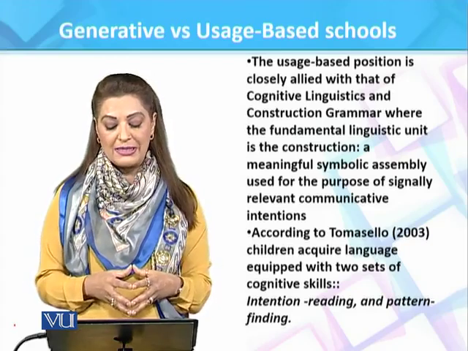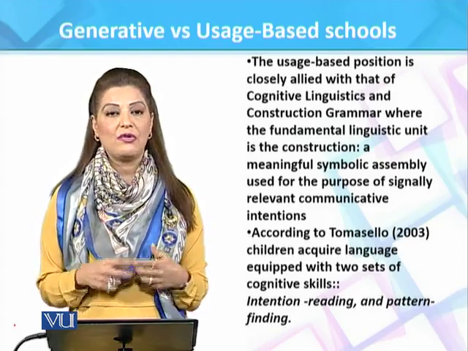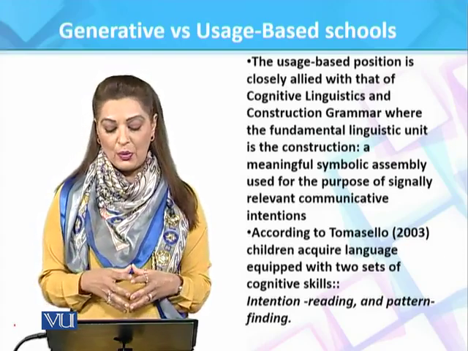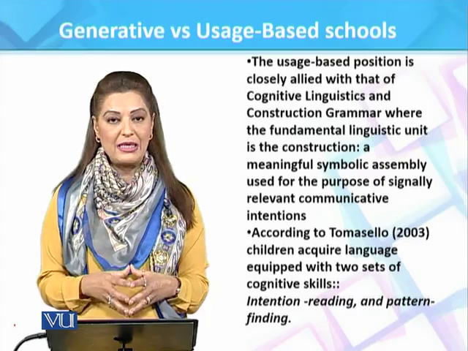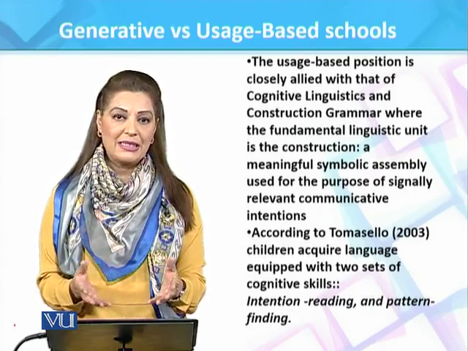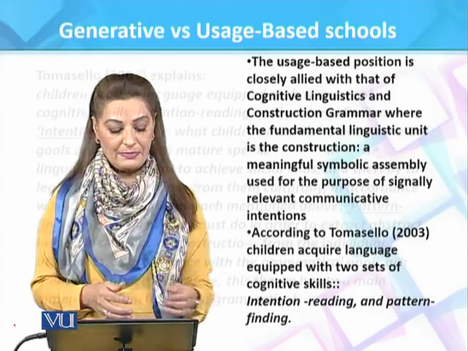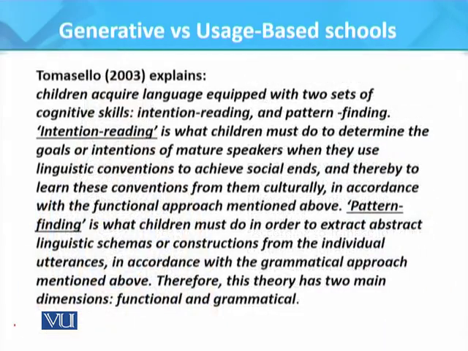According to Tomasello, children acquire language equipped with two sets of cognitive skills. One is intention reading and the second is pattern finding. Let's discuss what these two sets of cognitive skills or abilities are. In order to understand intention reading and pattern finding, let's first of all have these two words in mind: that this theory deals with functional and grammatical.